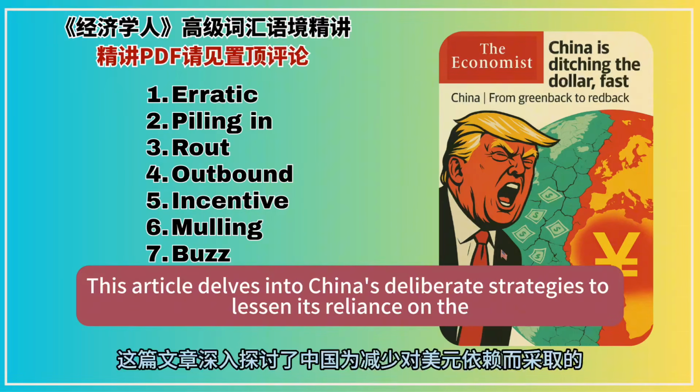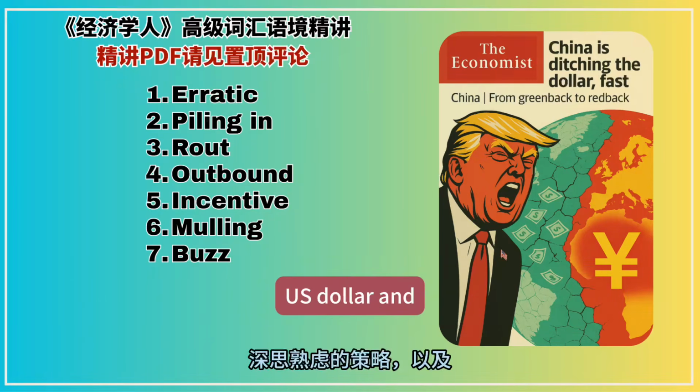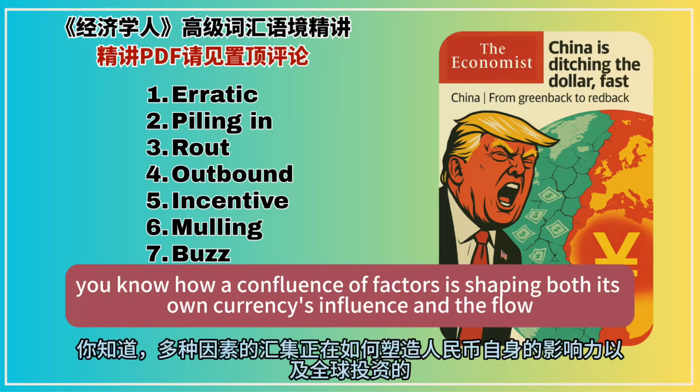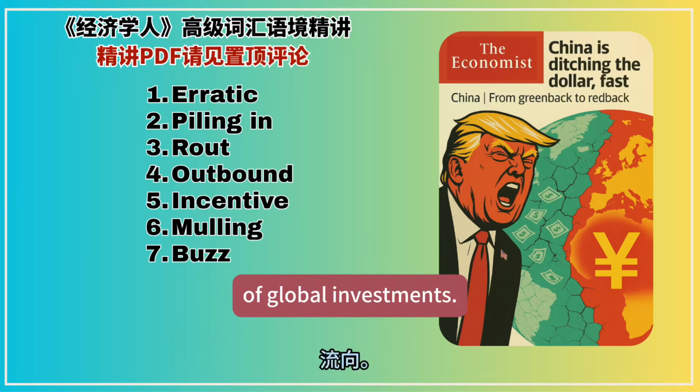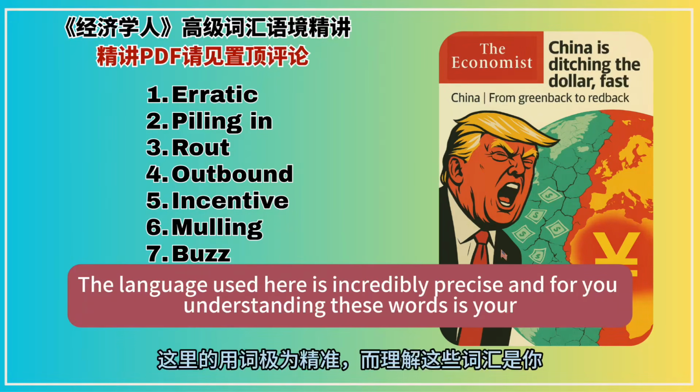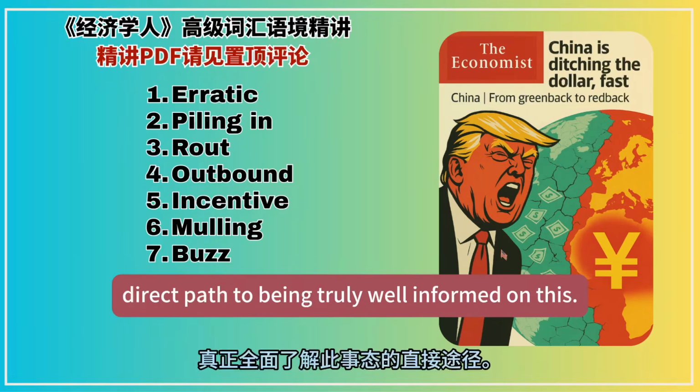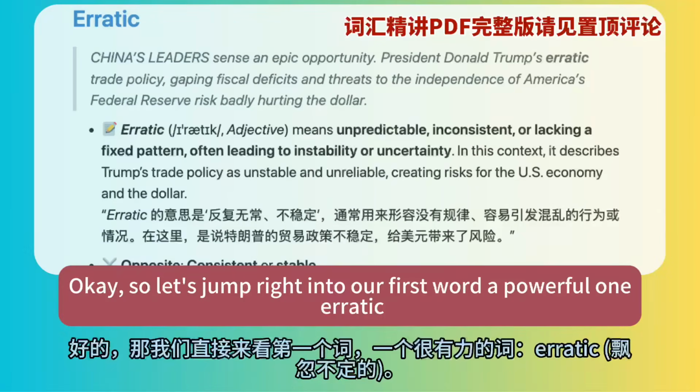This article delves into China's deliberate strategies to lessen its reliance on the U.S. dollar and how a confluence of factors is shaping both its own currency's influence and the flow of global investments. The language used here is incredibly precise, and for you, understanding these words is your direct path to being truly well-informed on this. Okay, so let's jump right into our first word. It's a powerful one, erratic.